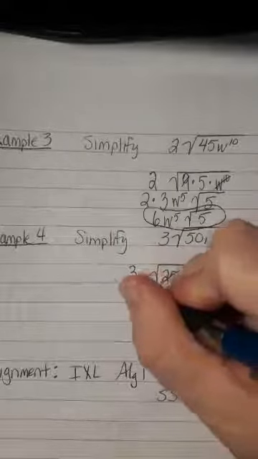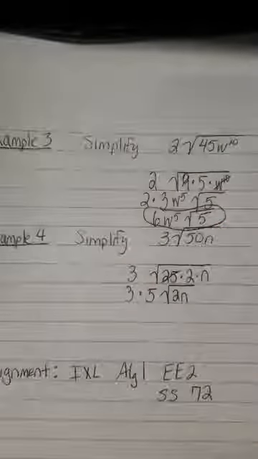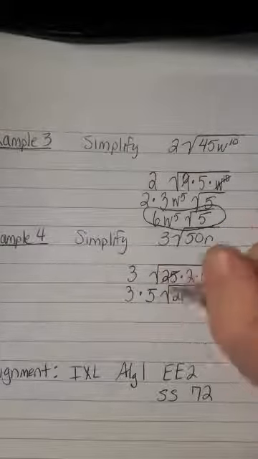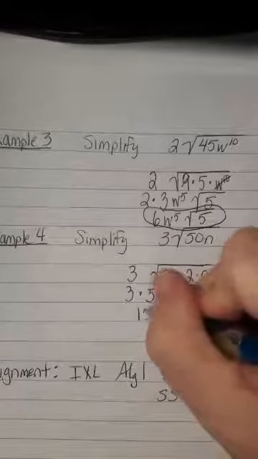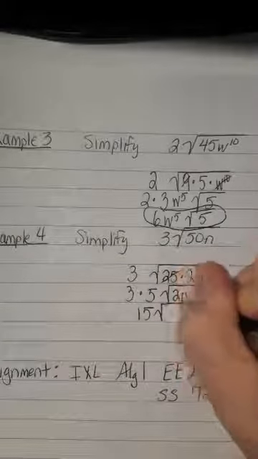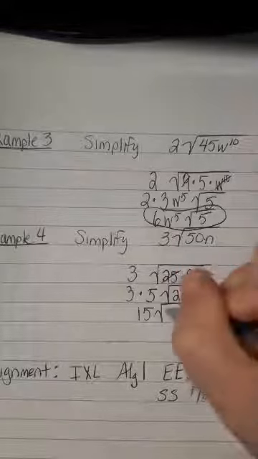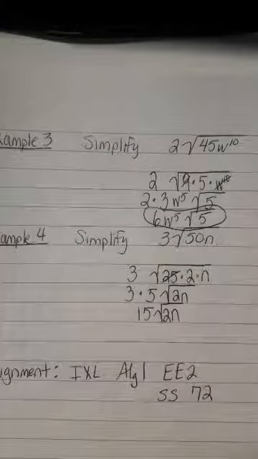And you still have to multiply the 3 that was already on the outside by this 5. So 3 times 5 is 15. That means your answer is 15 on the square root of 2n.